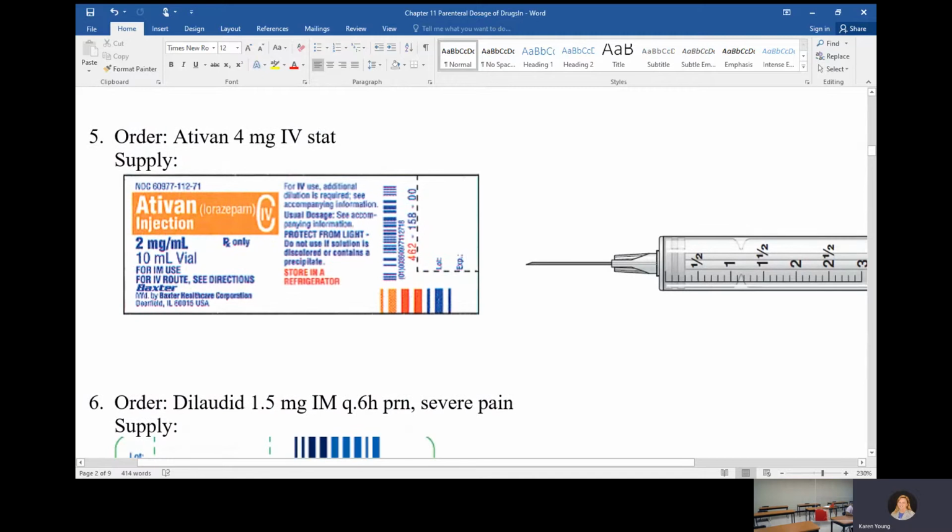Okay. So number 5 is Ativan. I'm giving Ativan. It's 4 milligrams IV stat. That means that you're going to give it quickly, right? As soon as possible. Can I give it from this vial of Ativan? As it says, for IM use or for IV route. See directions, but I can use it for IV because it's on there.